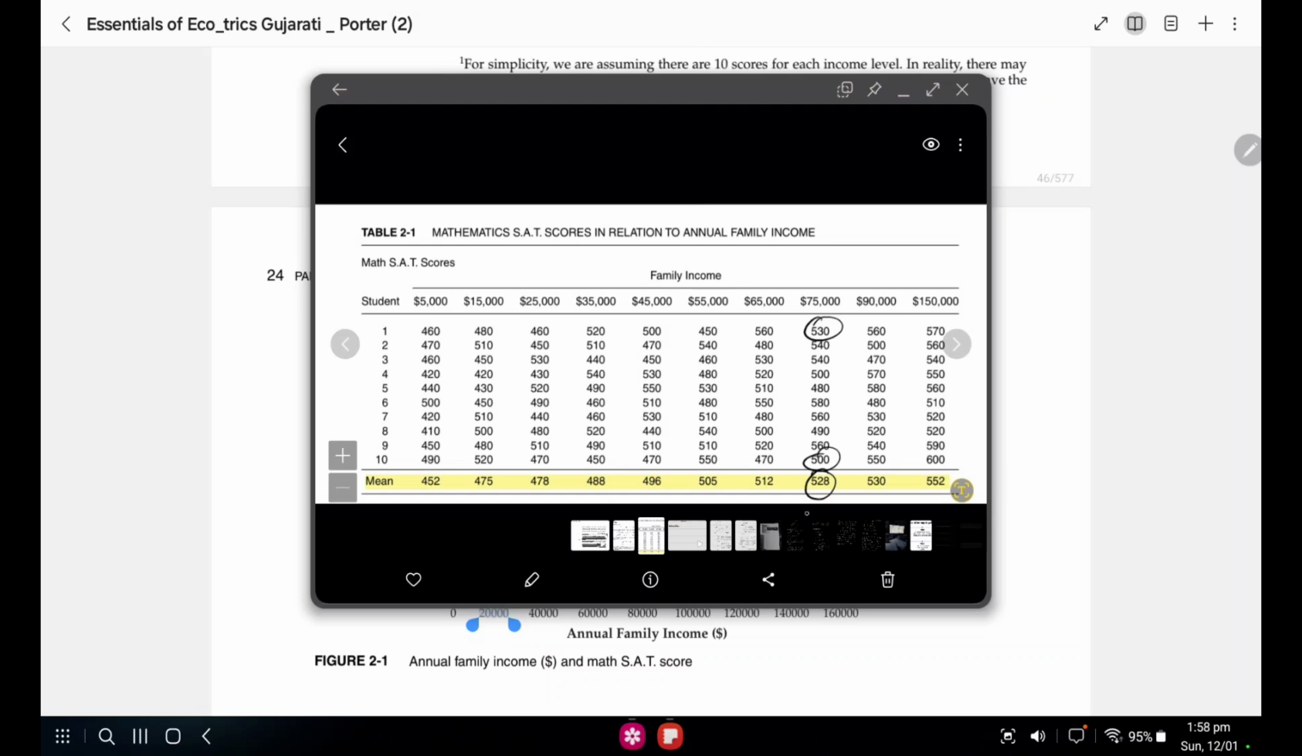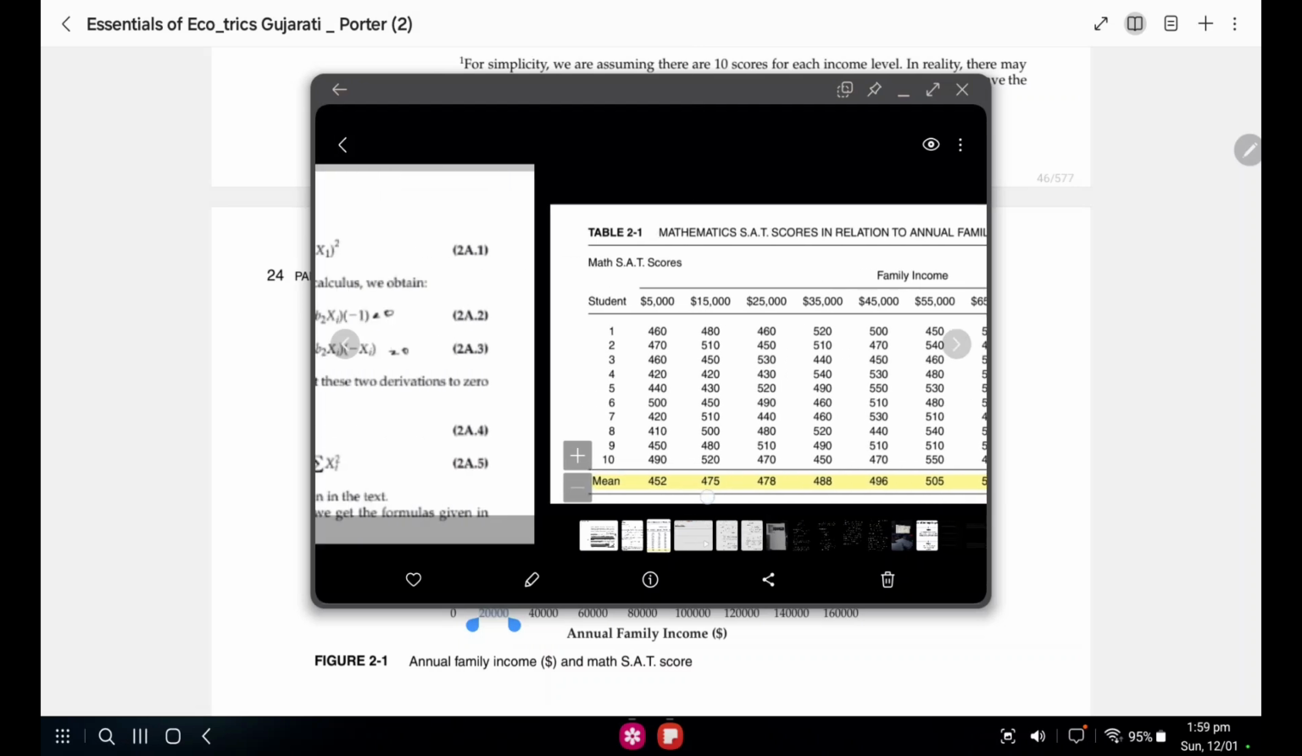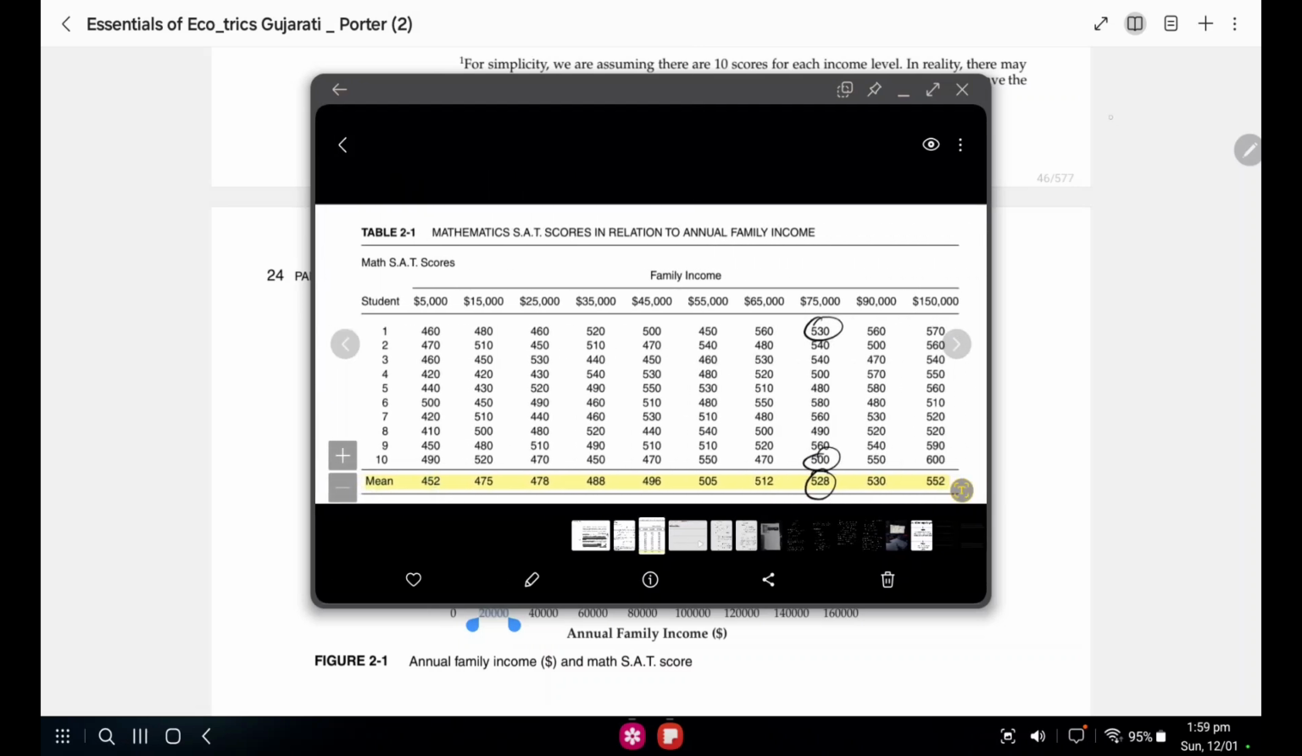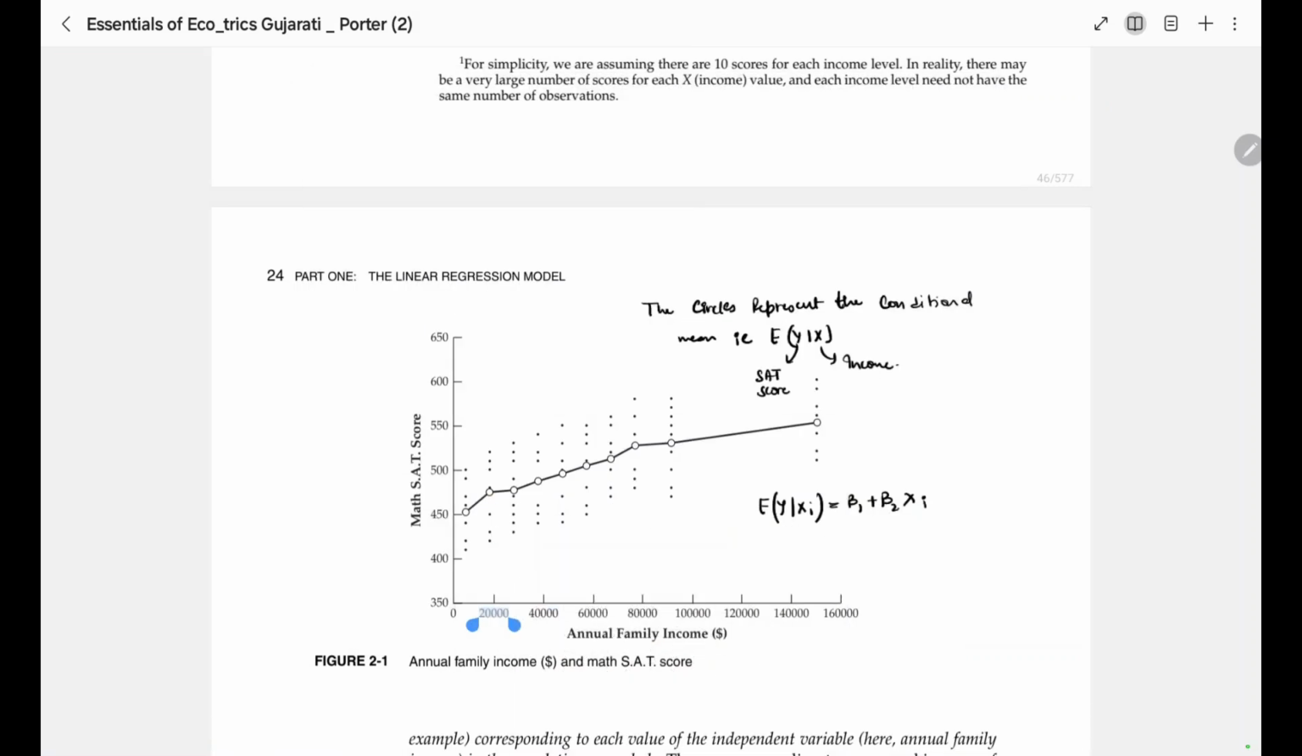We had this thing here also, right. Here we saw these values, 452, 475. These are the mean values. These are the conditional mean values. That given 5,000 income, what is the mean? Mean is 452. In that way, it is written there that this is the conditional mean value. Okay.